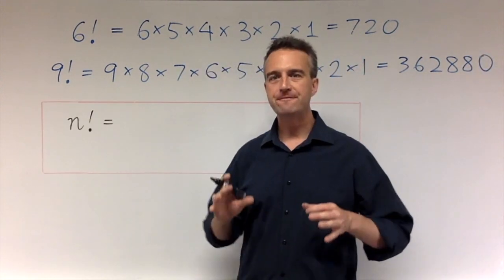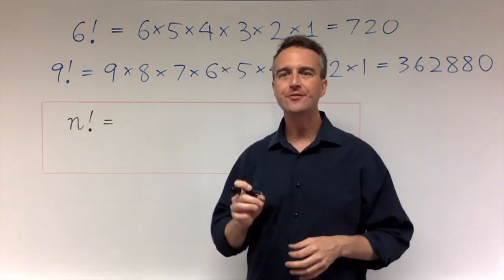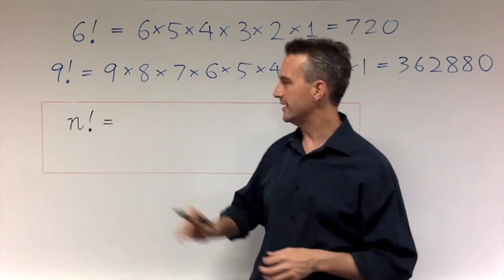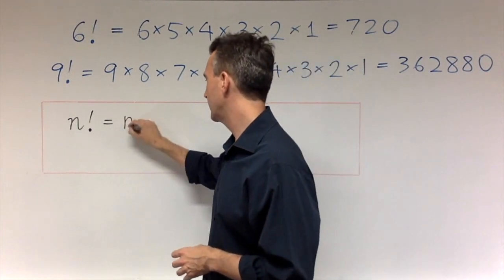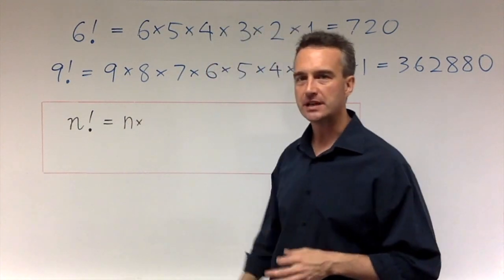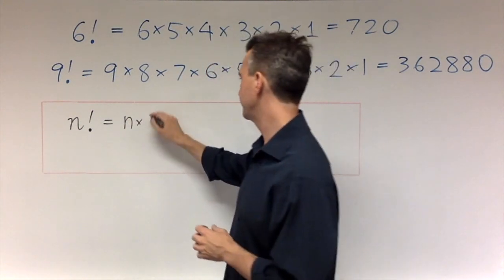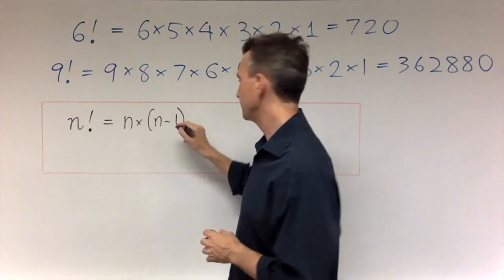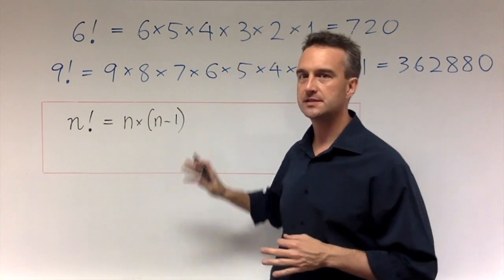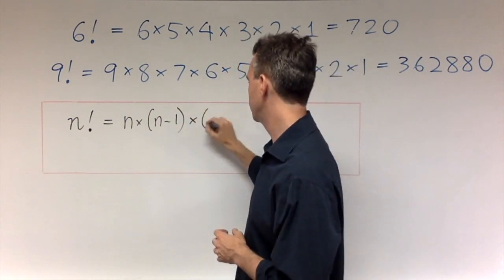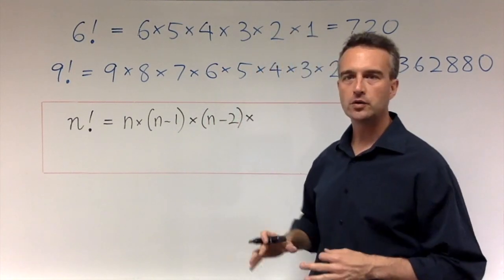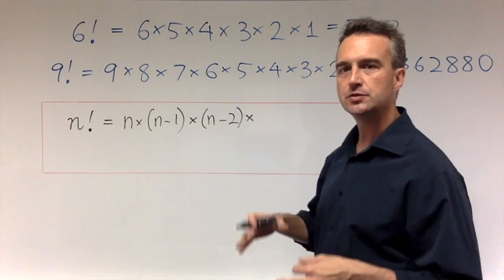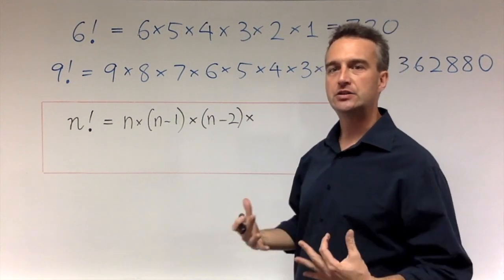If we had to write factorial as a formula for every possible general case, we would say factorial n, which means n times, and one number less than n would be n minus 1, and one number less than that would be n minus 2. And that would go on all the way down to 3 times 2 times 1, where it would get to eventually.